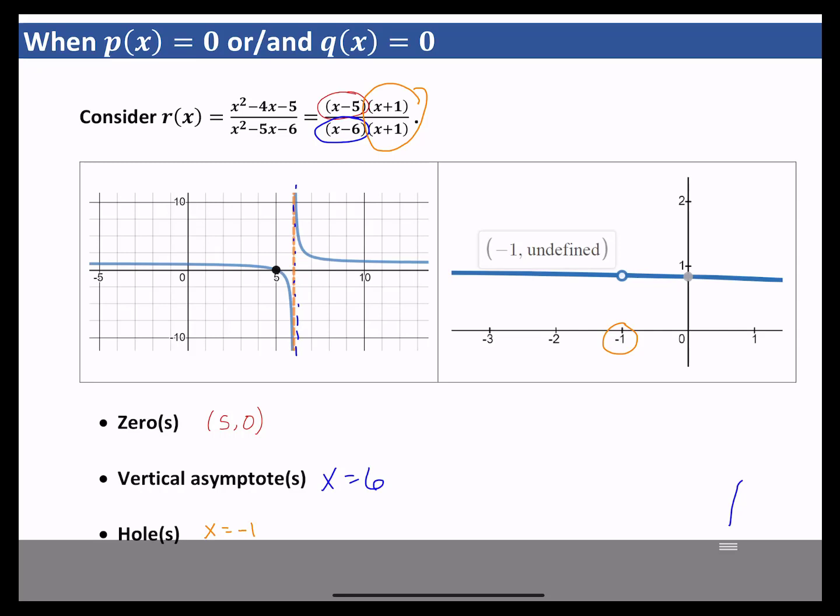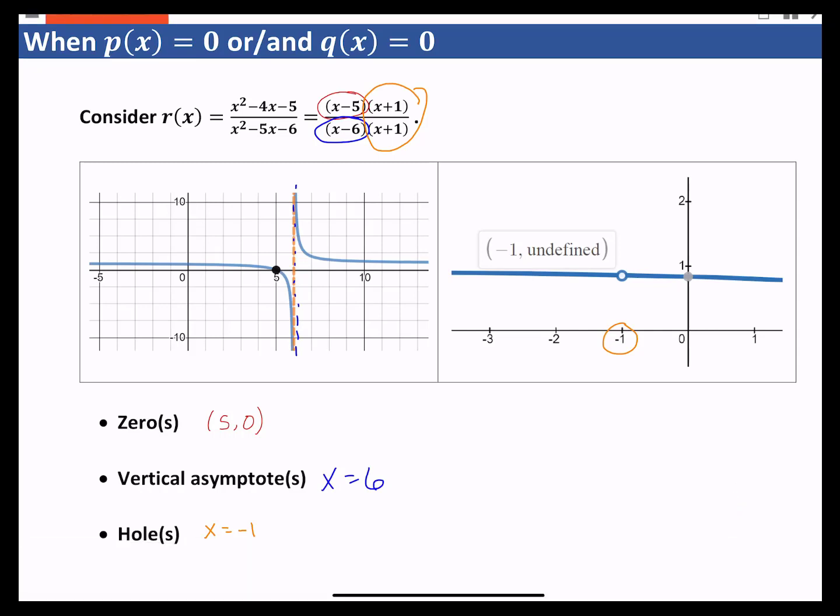So let's actually look more closely at the behavior of the function r of x near x equals negative 1. The hope is that we're going to be able to find out exactly where that hole is located.